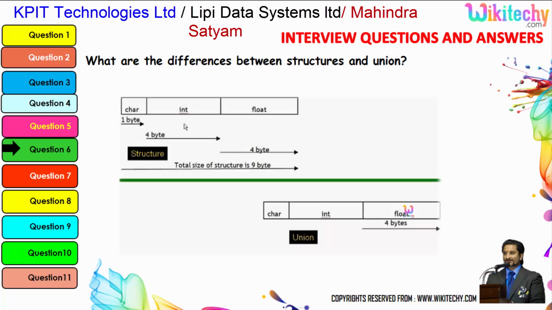Let's move on to the next question, the differences between structure and union. In a structure, you are able to see the addition of the individual variables: 1 byte, 4 byte, 4 byte, so 9 bytes, 1 plus 4 plus 4. Over here, 1 byte, 4 byte and 4 byte, the maximum is 4 byte, so here the total size is 4 bytes. That's the difference.